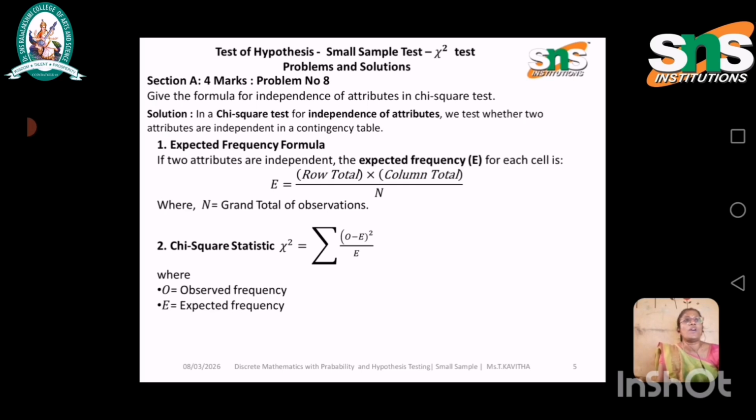Now the formula for independence of attributes in the chi-square test. In the chi-square test for independence of attributes, we test whether two attributes are independent in a contingency table. The expected frequency formula is row total into column total divided by n. Next we find the chi-square test statistic using the formula.